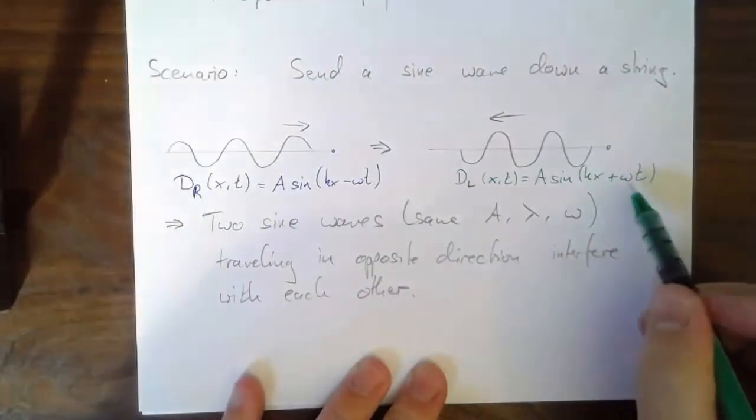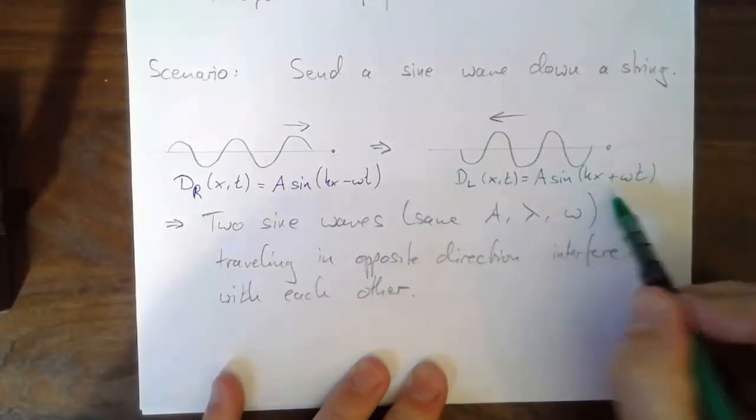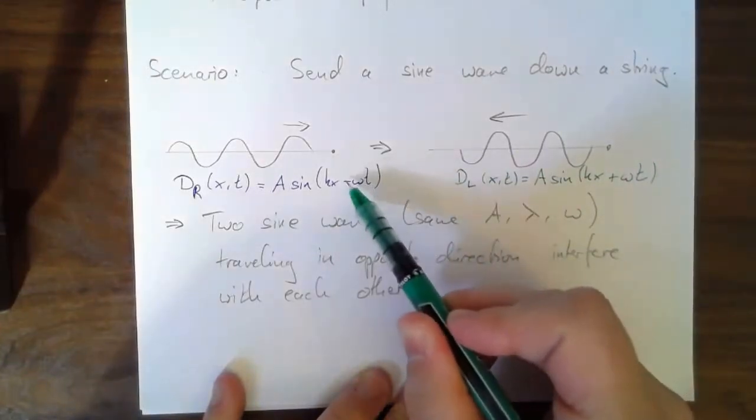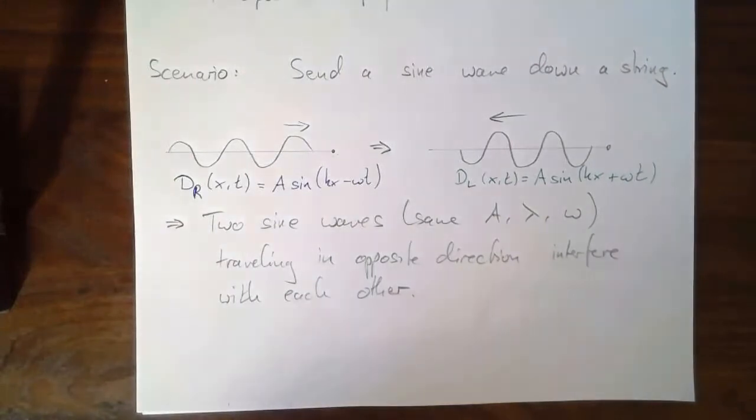Because plus time means the function, the shape that you see in the string gets shifted to the left as t gets bigger, whereas with the minus sign it gets shifted to the right as t gets bigger. We talked about that in the lecture on wave kinematics. So now we're going to add those two functions. We're going to see what happens. All right, let's do it.